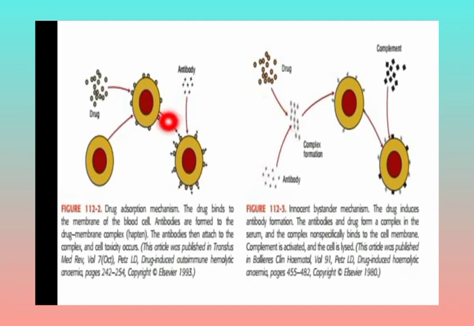So this is the hapten mechanism, and this is the innocent bystander mechanism. This is the drug and this is the complex formation, and these are the antibodies. As the drug is attached to the complex and sticks to the cell, it forms a complex, and the complex will bind non-specifically to the cell membrane. Complement will activate and the cell is lysed, meaning the cell engulfment process will get started. So these are the two kinds of mechanisms.